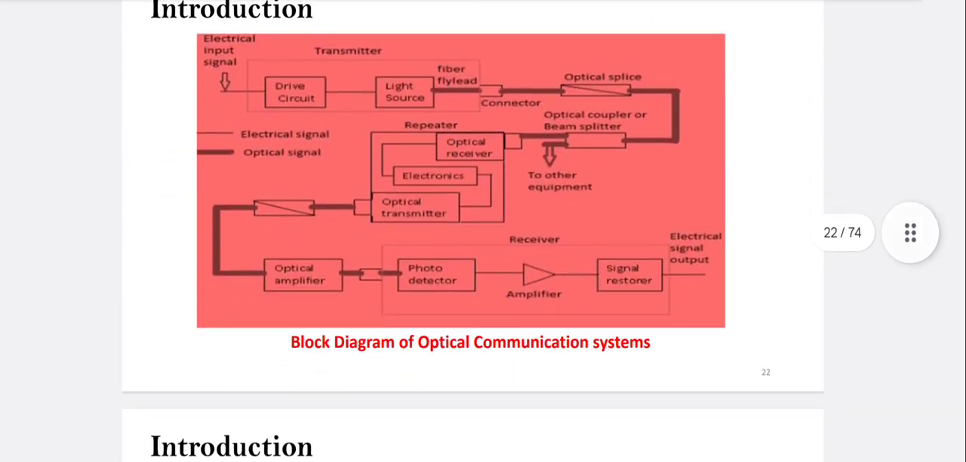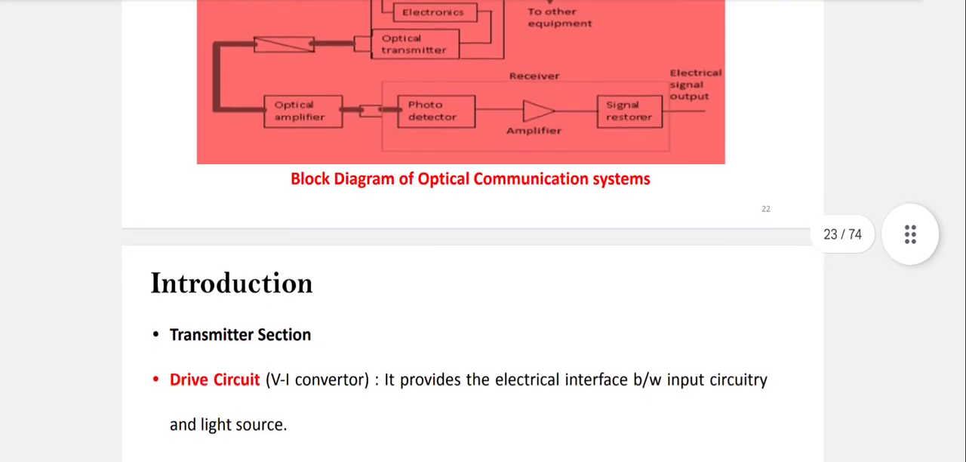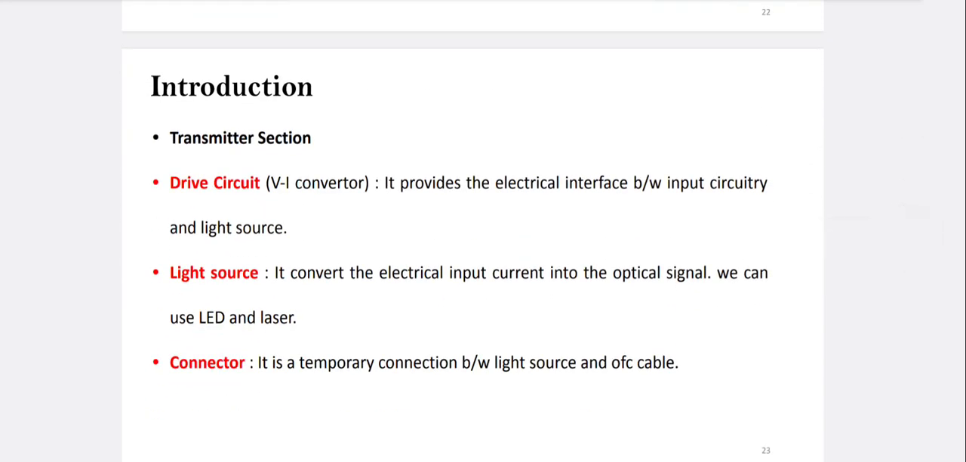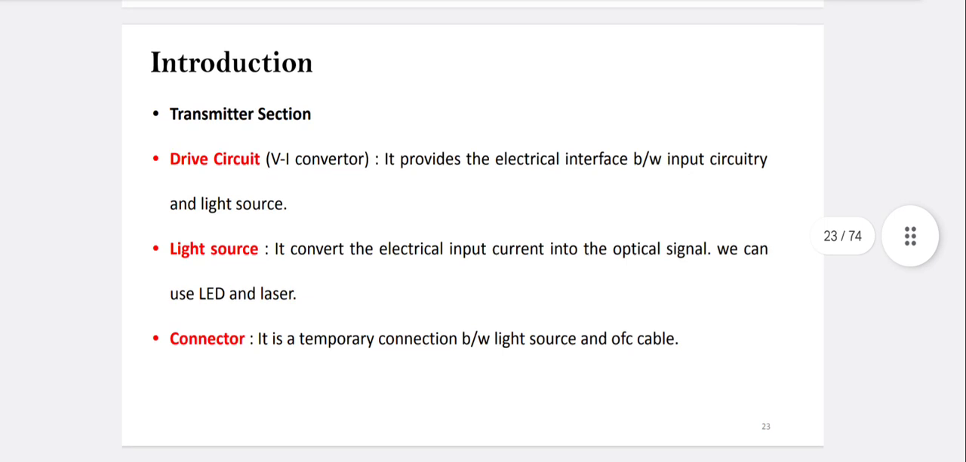This is a block diagram representation of the optical fiber communication link. Next we are going to discuss each block present in the schematic representation. The first block is the driver circuit. The driver circuit is also known as the voltage to current converter. Its purpose is to provide the electrical interface between the input circuit and the light source.